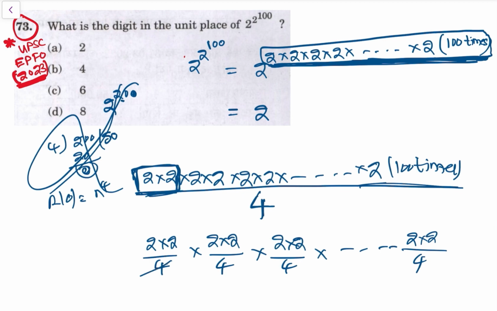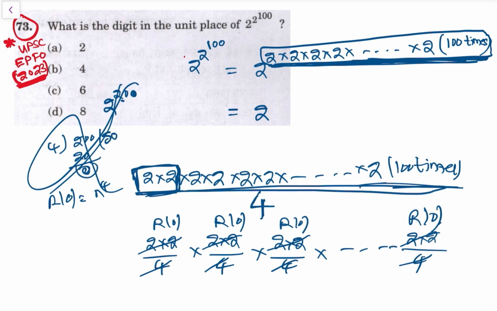So now 4 by 4. So remainder is 0. 4 divided by 4 remainder is 0. So on, 4 divided by 4 remainder is 0. So अब इस एक्सप्रेशन का आ गया हमें रिमाइंडर 0.